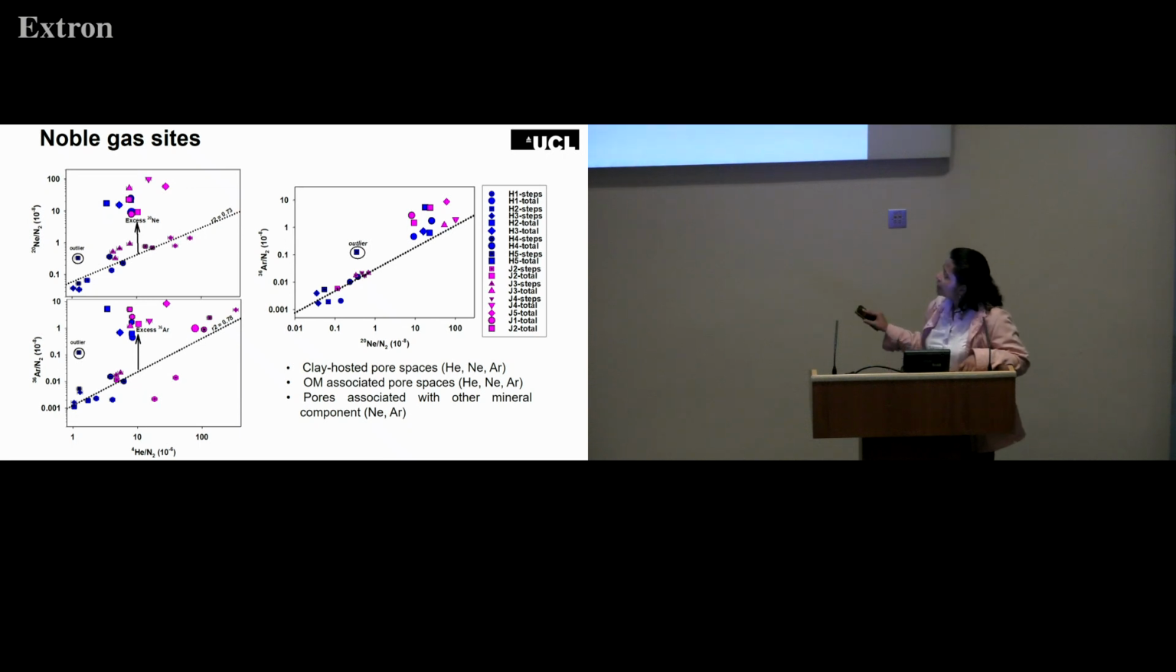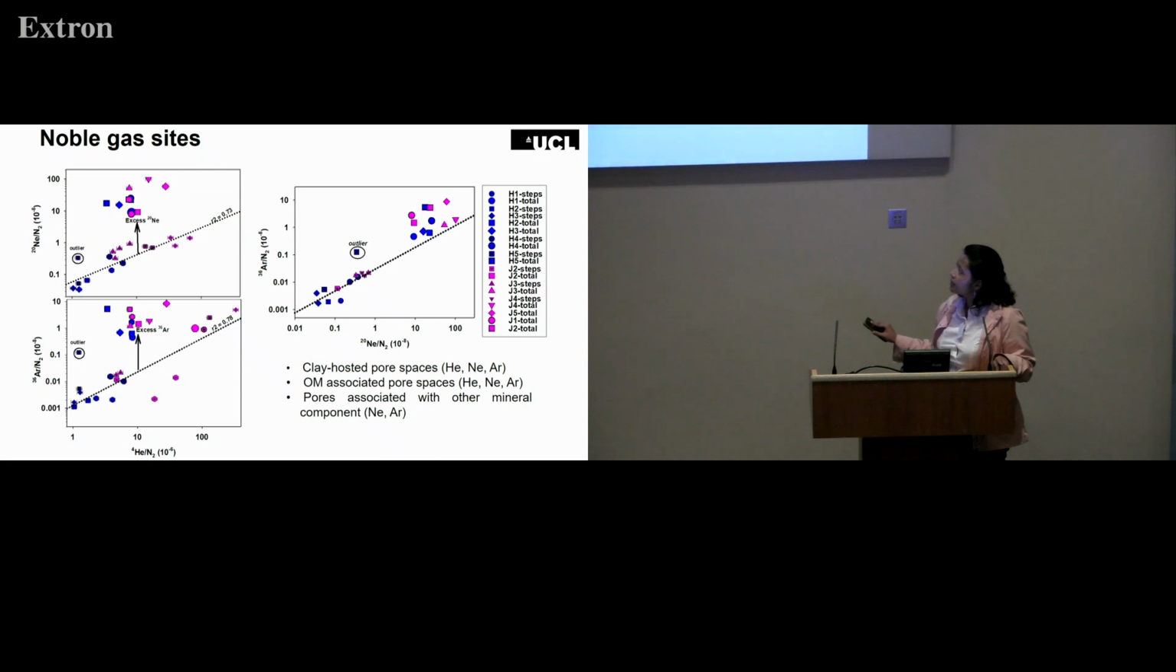So if we look at the sites, this is where most of the samples come from, associated with helium. Look at the linear trend here. This means the 20 neon on this linear trend and the 36 argon on this linear trend are associated with 4 helium. Now, most of the 4 helium comes from uranium-thorium, and uranium-thorium are enriched in organic matter. Many times that organic matter is associated with clay minerals. So that is where a part of the 20 neon and 36 argon are associated with the 4 helium. They must be sitting somewhere in the pore spaces that are related to the organic matter and the clay minerals.